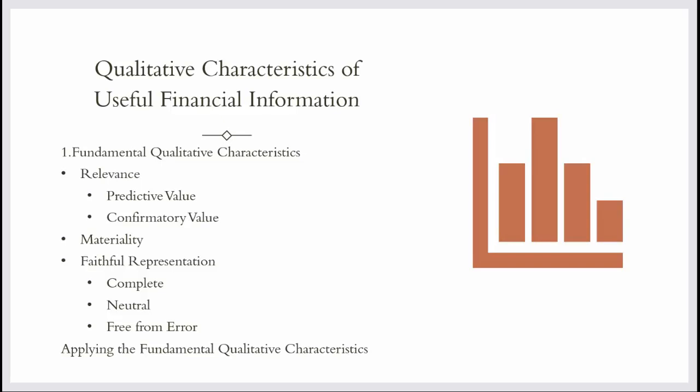Example. Suppose a company is estimating future cash flows from a new project. This estimate is highly relevant for investors to decide whether to invest in the company. However, there is a high level of uncertainty due to market volatility. The company should provide this estimate along with an explanation of the uncertainties involved. If the estimate is too uncertain, a less relevant but more reliably measured piece of information might be more useful.